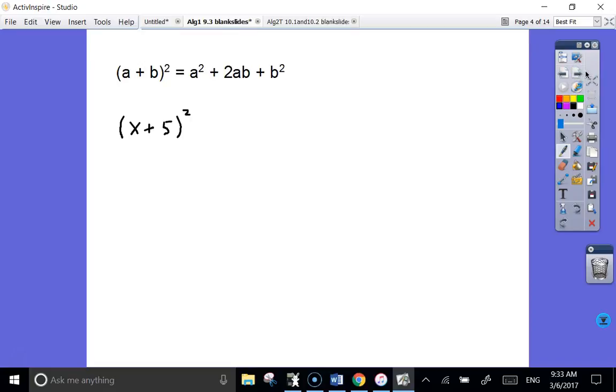Okay, so let's do this one. X plus 5 squared. By the formula, right? I'm not just foiling it now. I'm using the formula. So what is it in my problem here that is the A? X, right? And what is it that's the B? The 5, right? So in this formula, everywhere you see an A, put an X. Everywhere you see a B, put a 5.